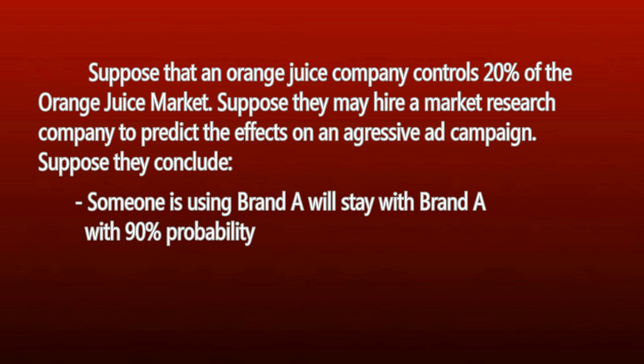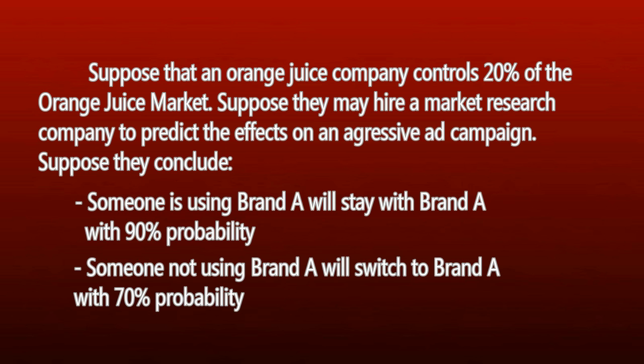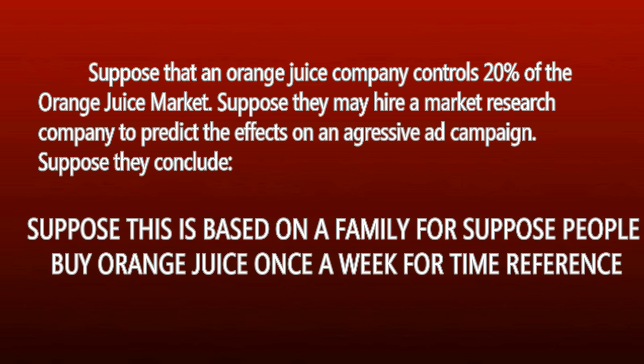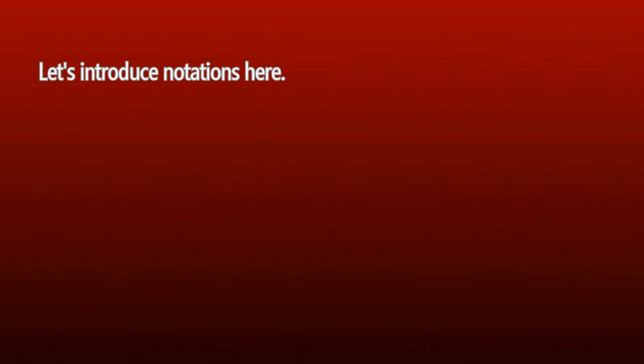If you launch this campaign, suppose they also determine that if somebody is not using your brand of orange juice, there's a 70% probability that they'll switch over to your orange juice. Let's suppose this is based on a family buying orange juice once a week, for time reference. Let's introduce notation here. Let us use A to represent that somebody uses brand A, and A prime to denote that somebody uses some other brand.